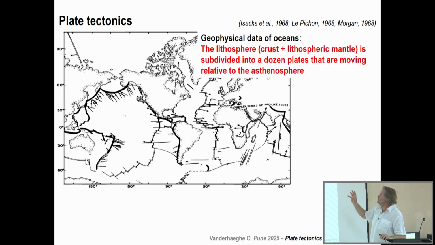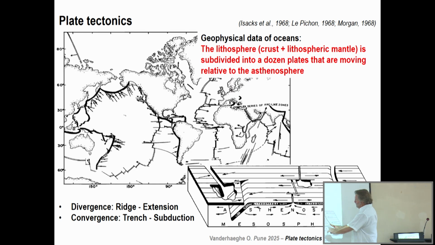and was built up from geophysical data on oceans, exactly the opposite of continental drift, which was built on geological data on continents. And it stipulated the lithosphere, crust plus lithospheric mantle, so the upper part of the upper mantle, is subdivided into a dozen plates that are moving relative to the asthenosphere.